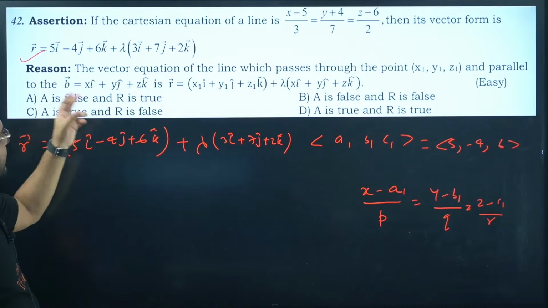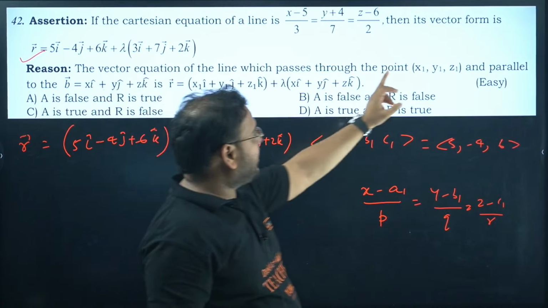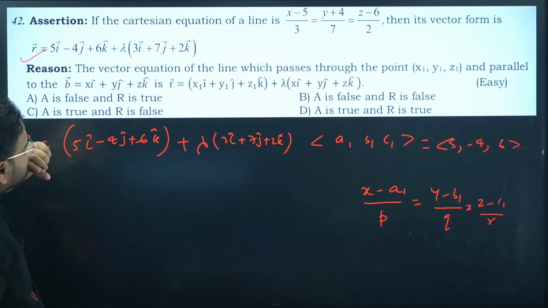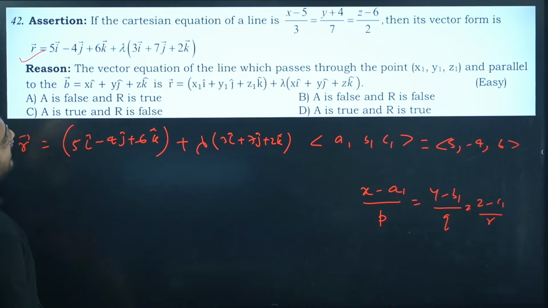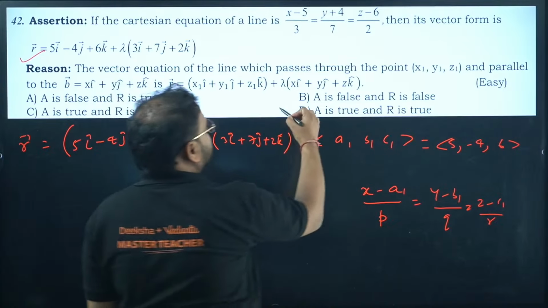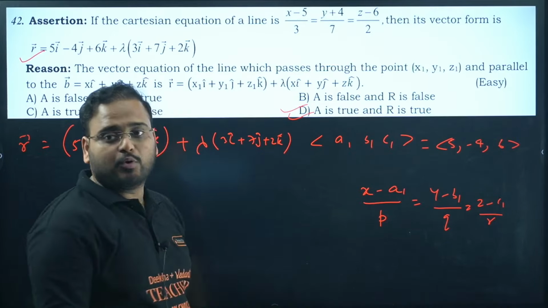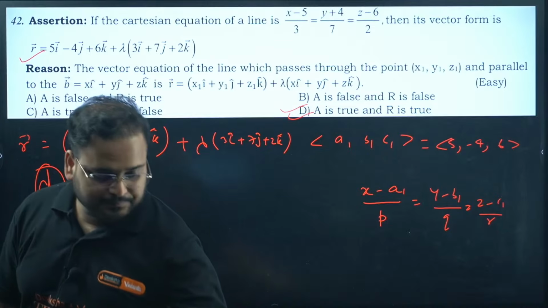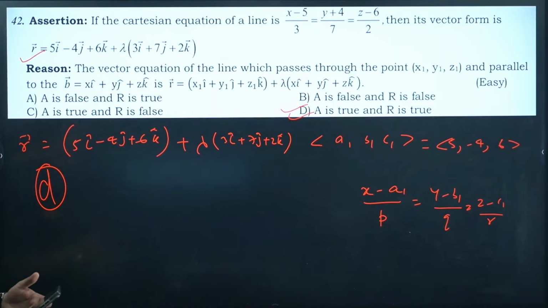Reason, we'll check. The vector equation of the line which passes through this point and is parallel to this vector b is given by this only, no? r equals this, yes, this is correct. They're both correct actually. So option D is correct. Option D is the right choice.